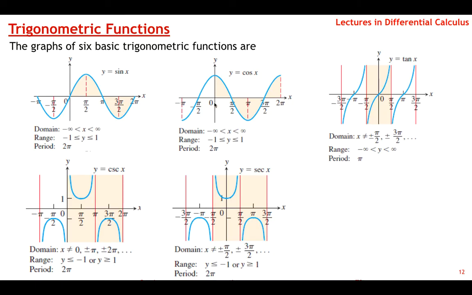The range is, because the range of cosine is between -1 and 1, and this function is the reciprocal of it, the range of this is y less than or equal to -1 or y greater than or equal to 1. The period is again 2 pi.